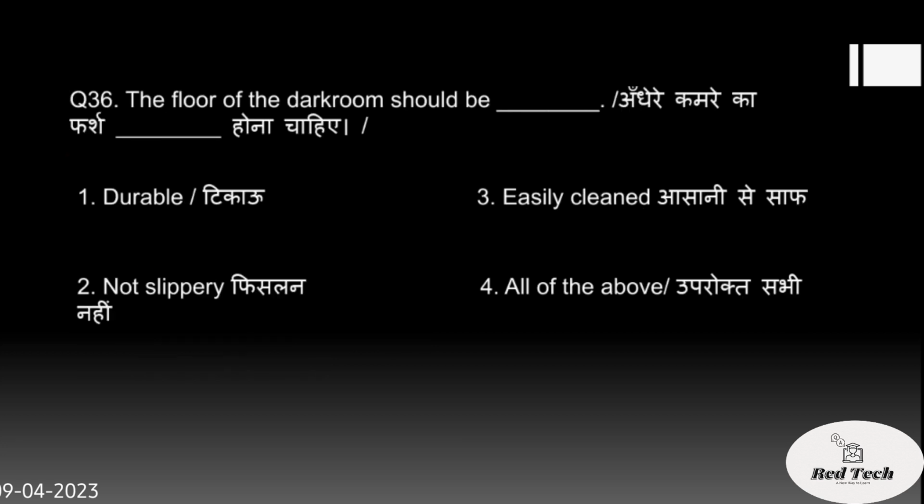Question number 36. The floor of the darkroom should be. So what should the darkroom floor be? What criteria should be fulfilled in the darkroom? So options are: option 1 is durable, option second is not slippery, option third is easily cleaned, and option 4 is all of the above. As I have uploaded the darkroom video, you can watch it if you want to go into detail about the darkroom.